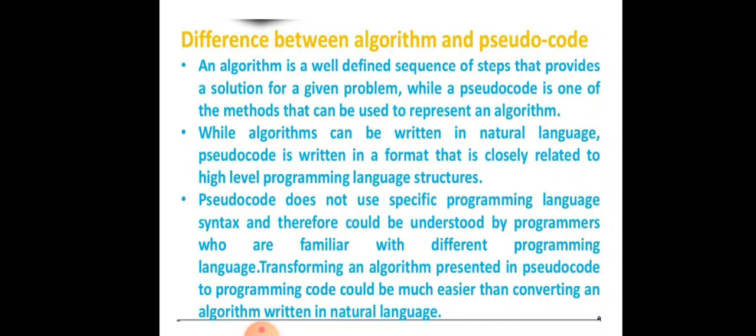So what is the difference between pseudocode and algorithm? It is that an algorithm is a step by step solution for a given problem, while pseudocode is one of the methods that can be used to represent an algorithm. While writing an algorithm, we can use natural language like English or any regional language, while pseudocode is written in a format which is closely related to a high level language.